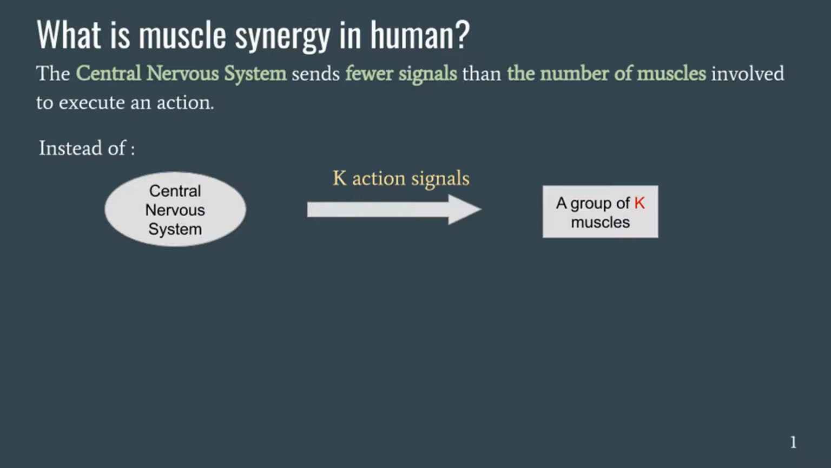First of all, we need to understand the concept of synergy in humans. As we all know, in humans there are a lot of redundant muscles, and it would be very complex and redundant for the central nervous system to send a signal to each muscle. This is too complex and redundant.